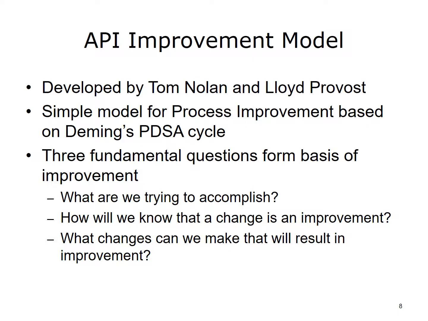The API model uses three fundamental questions that form the basis of improvement. They are, what are we trying to accomplish? How will we know that a change is an improvement? And what changes can we make that will result in improvement? Focus is frequently on small improvements and on testing the results to verify improvement. An incremental approach that undertakes improvement through many small improvements to make big improvement.